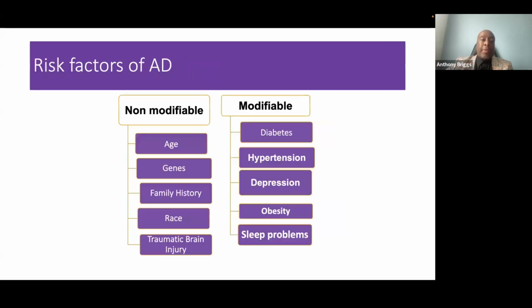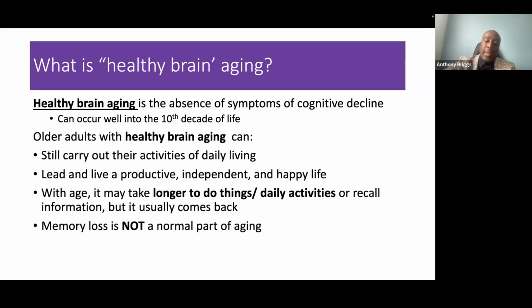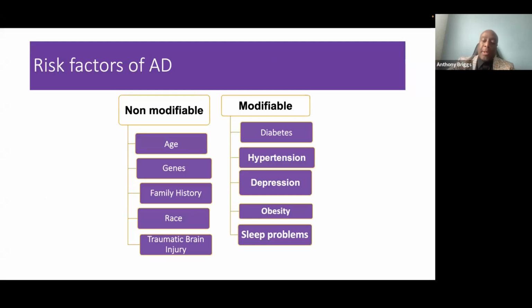When we look at the risk factors for AD, there are non-modifiable ones: age, genes, family history, race, and traumatic brain injury. Then there are modifiable risk factors: diabetes, hypertension, depression, obesity, and I think sleep problems, which I'll get into.